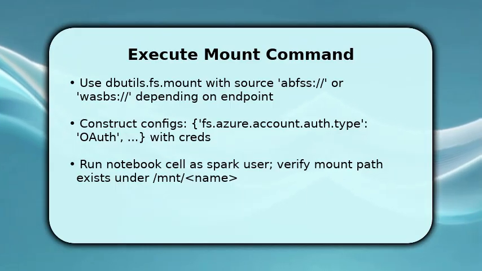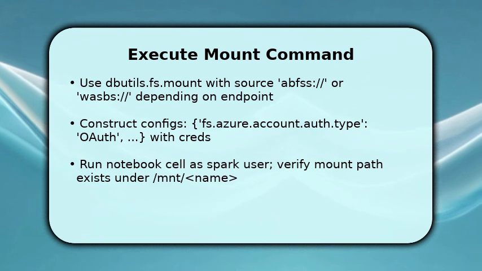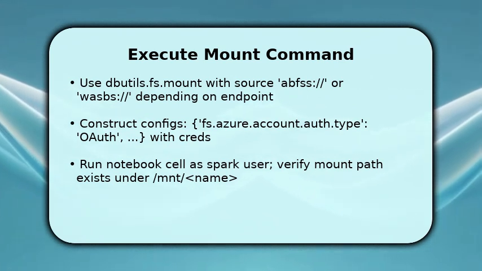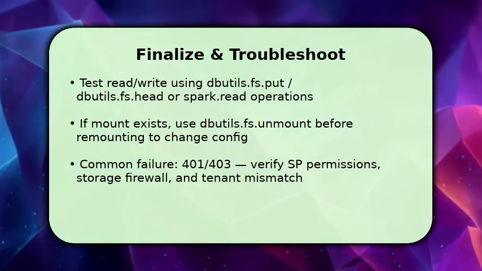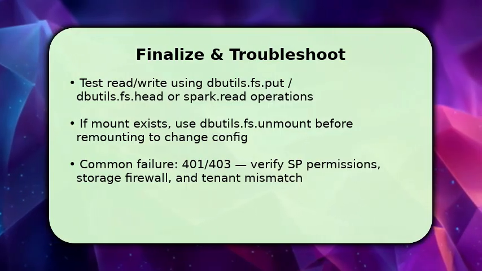After it completes, list the mount folder with dbutils.fs.ls to confirm files are visible. If it fails, recheck credentials and endpoint URI. Finish by validating access patterns you need. Read a small file and write a test file to confirm permissions and performance.